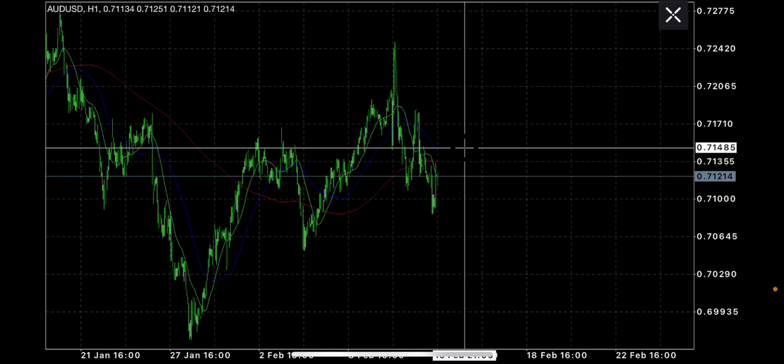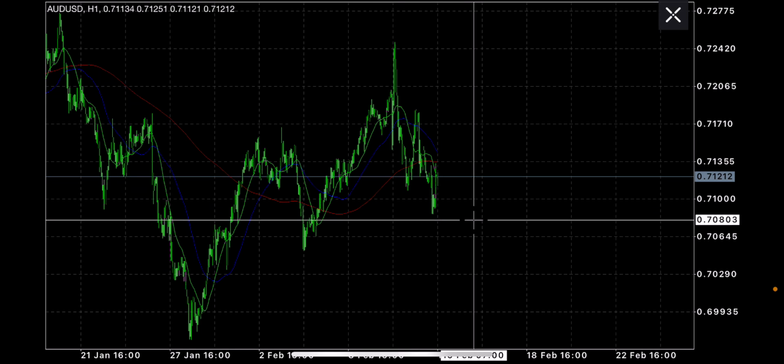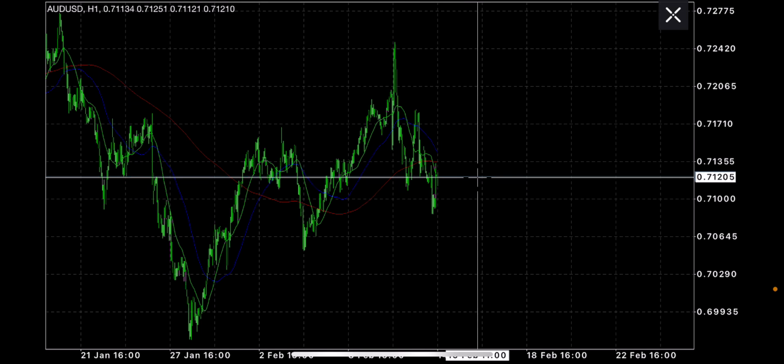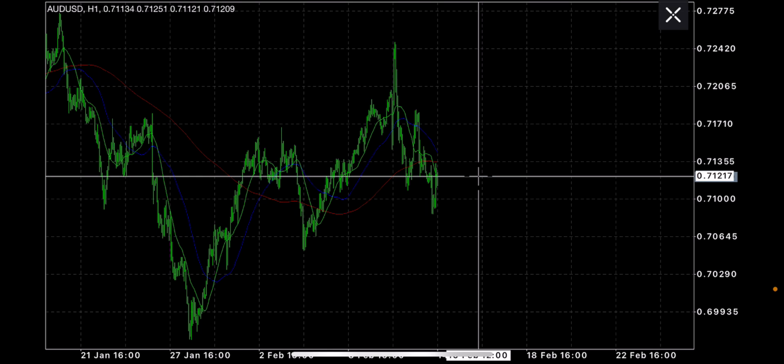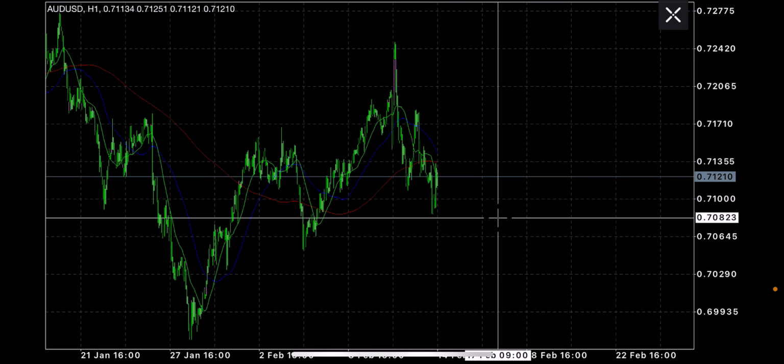If we have an aggressive move down, another pathetic weak attempt to come up, and then we go down again, we can safely say we're in here for the short selling position.